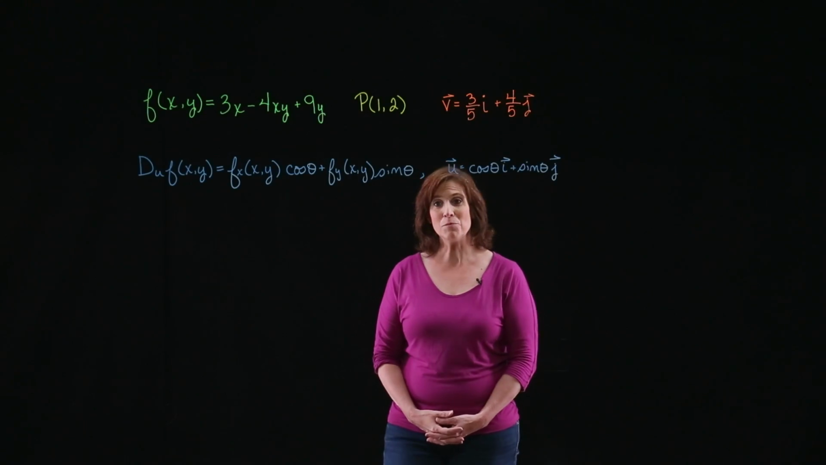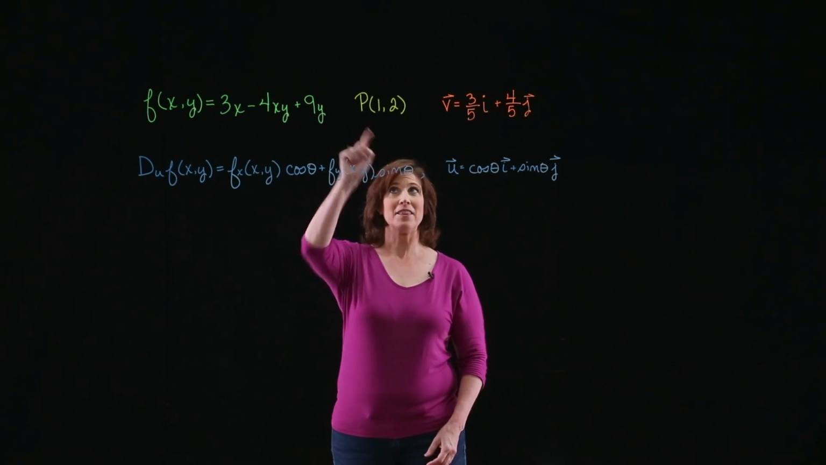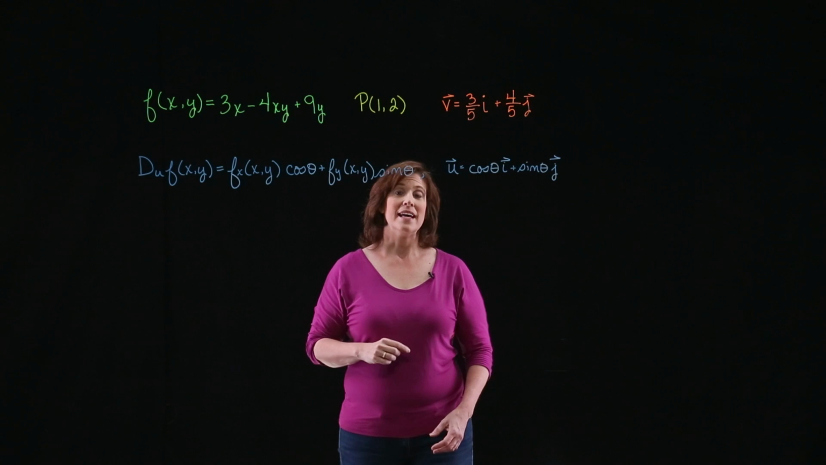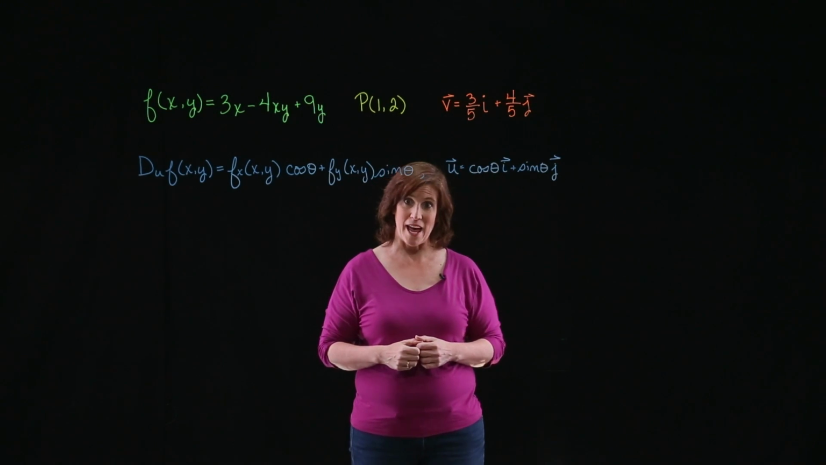Hi everyone, I'm Cheryl. In this problem, we're asked to find the directional derivative of a function at the point (1, 2) in the direction of the vector 3/5 i plus 4/5 j.